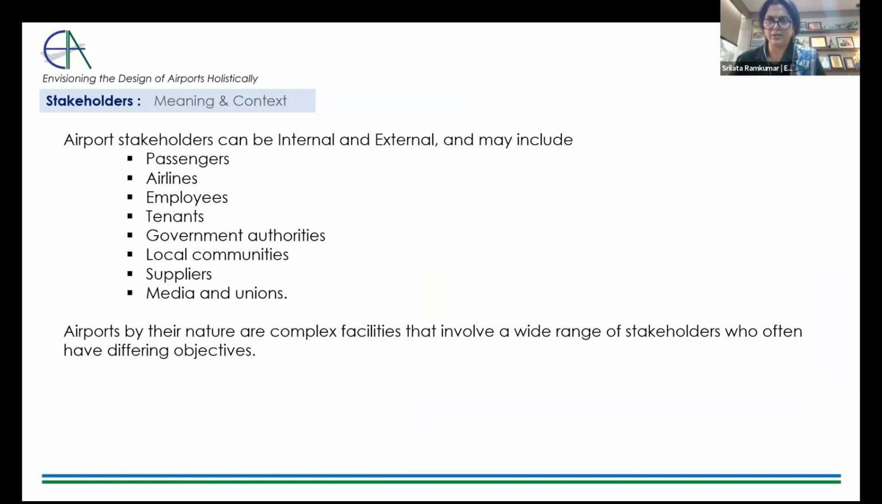There are many stakeholders in this entire process. They can be internal and external stakeholders like passengers, airlines, employees, tenants, government authorities, immigration, customs, local communities, suppliers, media, and unions. Everybody's requests, everybody's wish list, has to be ticked off. Everybody has to be satisfied. It's a very complex process. These are the stakeholders because they have a say in the airport operations and the running of an airport. A wide range of stakeholders have differing objectives, so where we strike the balance is a very important part in the design of an airport.